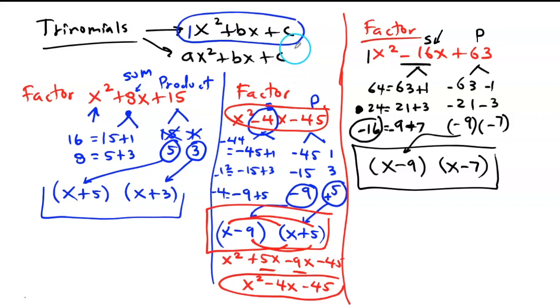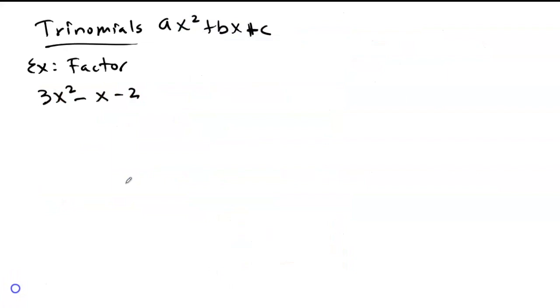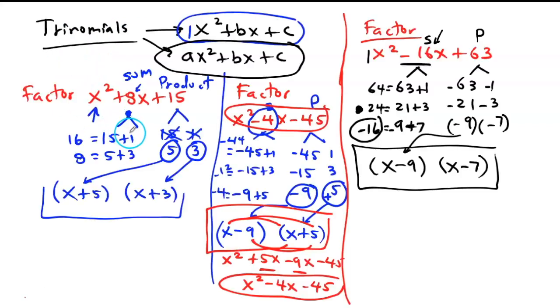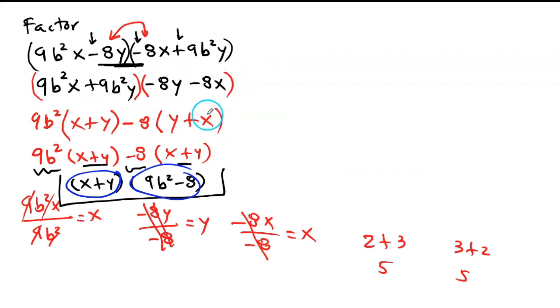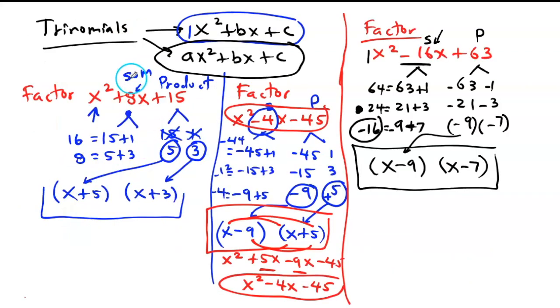Let's go with the second type of trinomials. Now we have trinomials with a leading coefficient different from 1: ax squared plus bx plus c, where a, b, and c are any numbers. Example: 3x squared minus x minus 2. When we're factoring this type of trinomial, I want to mix what we had before, this type of trinomial with grouping. So let's mix those two processes.